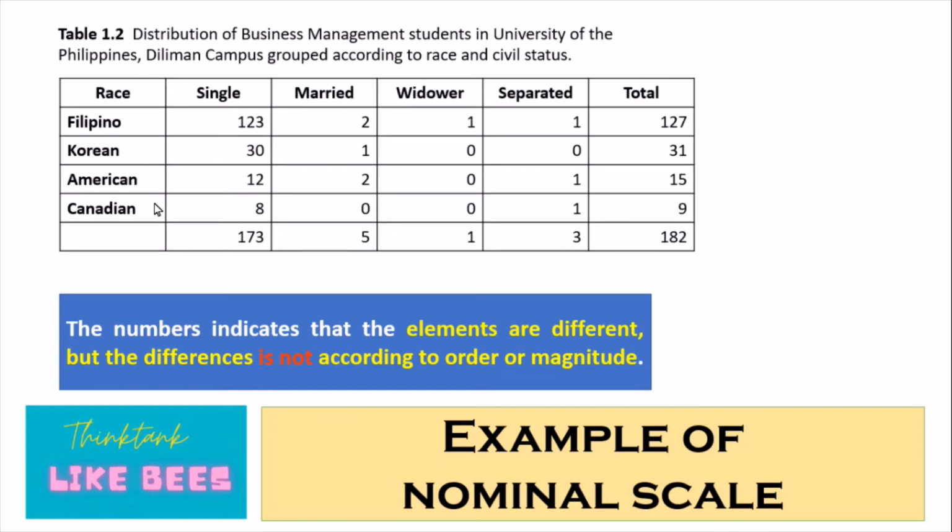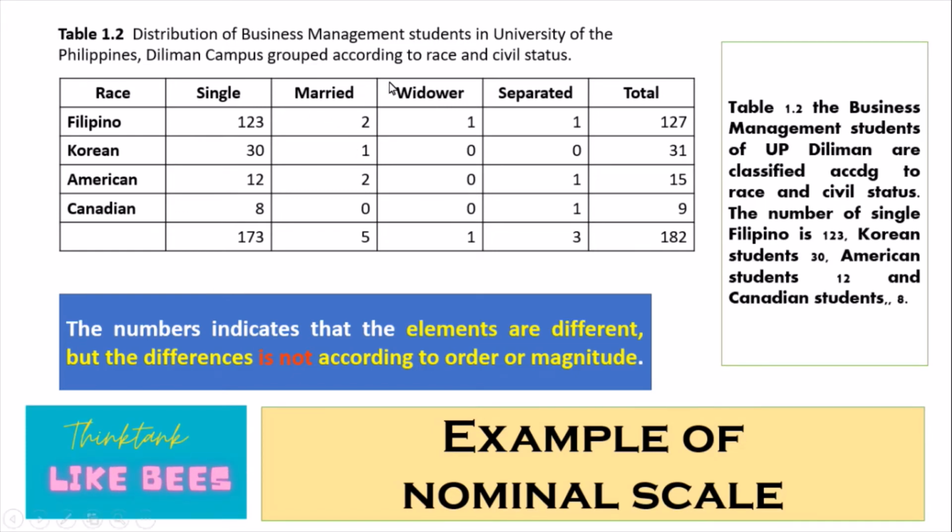Okay. Table 1-2 is also an example of a nominal scale. Here, it discusses the distribution of business management students in University of the Philippines, Diliman campus, grouped according to race and civil status. Under Table 1-2, it says that the business management students of UP Diliman are classified according to race and civil status. The number of single Filipino is 123, Korean is 30, American is 12, and Canadian is 8, and so on and so forth.